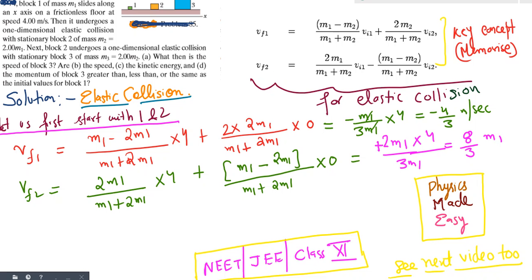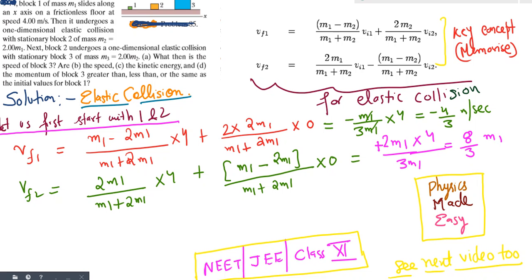So you can see they are minus 4 by 3, which means the mass number 1 actually recoils back with this velocity, and the second mass continues to move forward with 8 by 3 m/s velocity. So you can see vf1 and vf2 have been calculated.